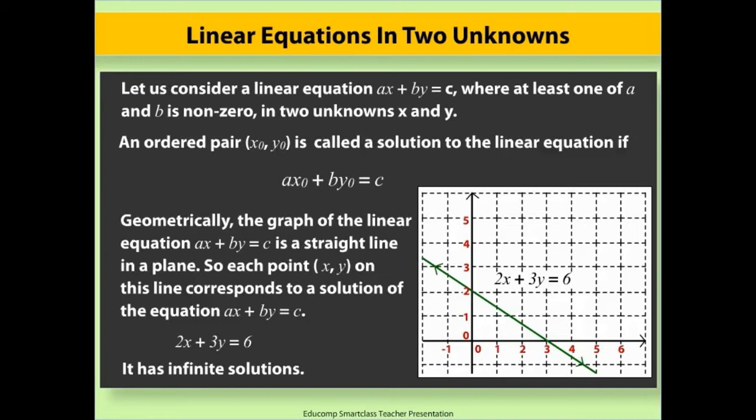(3, 0) is a solution of the given equation as 2 into 3 plus 3 into 0 is equal to 6. Geometrically, the graph of the linear equation ax plus by is equal to c is a straight line in a plane. So, each point (x, y) on this line corresponds to a solution of the equation ax plus by is equal to c. Example: graph for 2x plus 3y is equal to 6. It has infinite solutions.